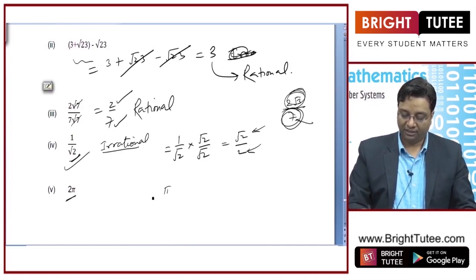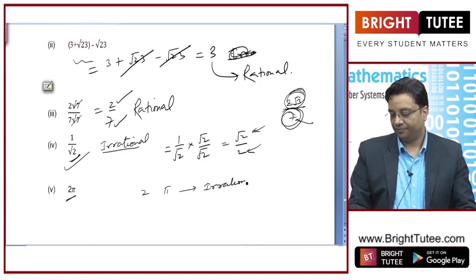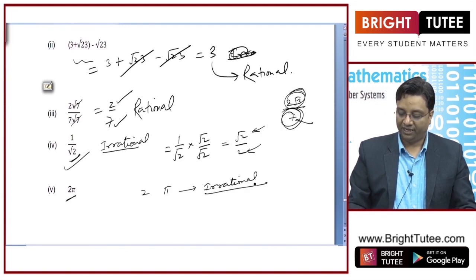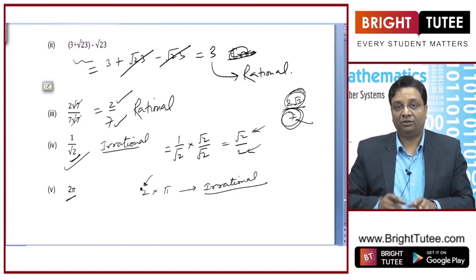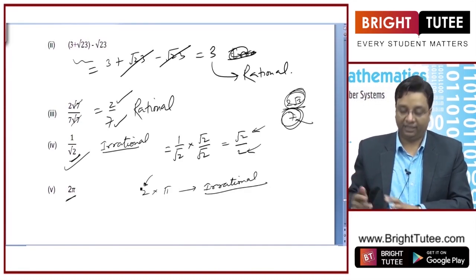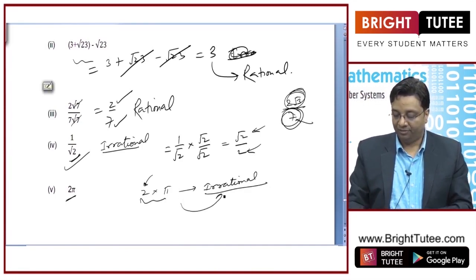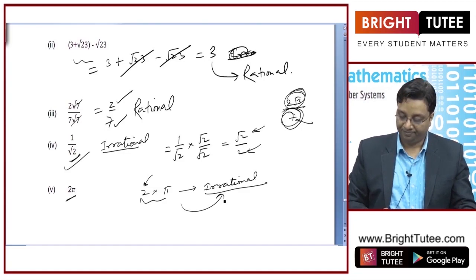Pi we know is irrational, so 2 pi will be irrational. When you multiply an irrational number with a rational number, it is not possible for it to cancel the irrational part. That is why the result will still be irrational.